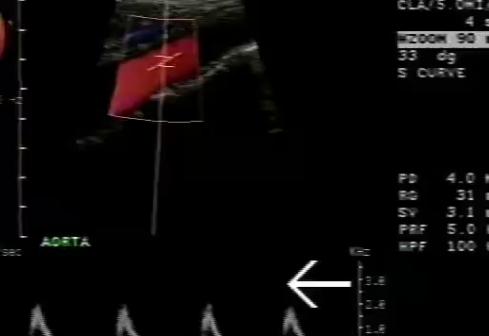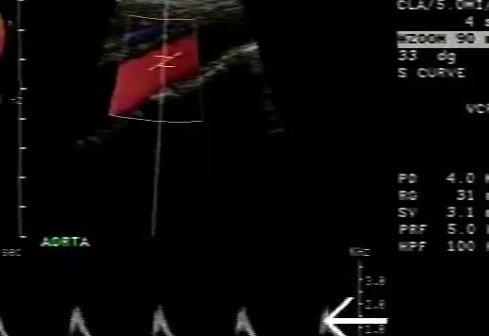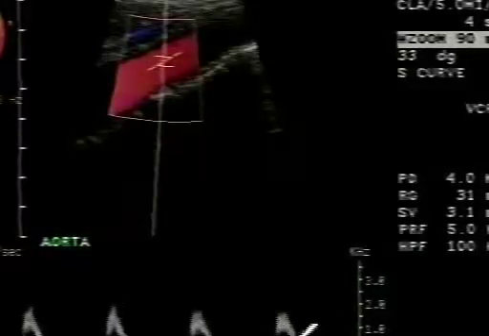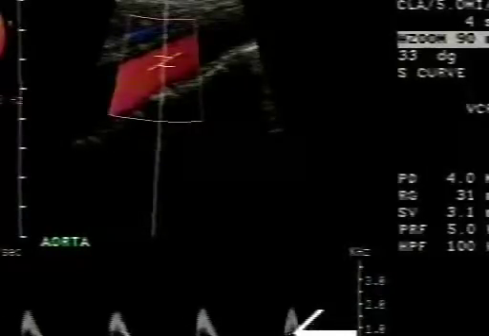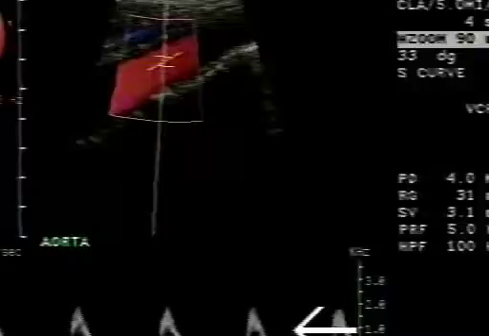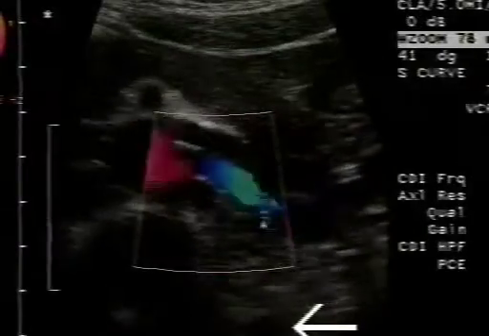See, the waveform is fairly high resistance with very little diastolic flow. And in the distal aspect, we actually get a triphasic waveform. You'd be taking your velocity measurements in the proximal segment, so you may see more diastolic flow.